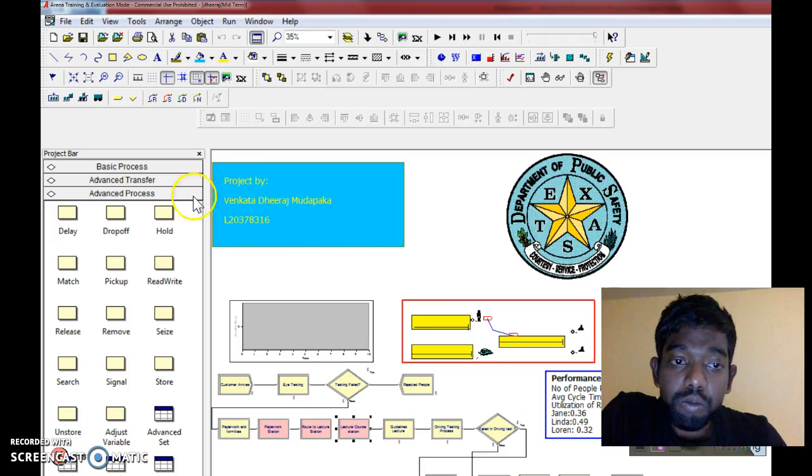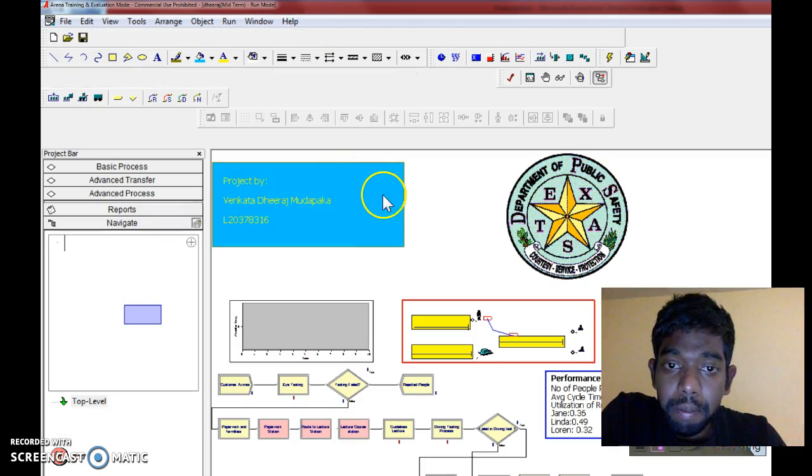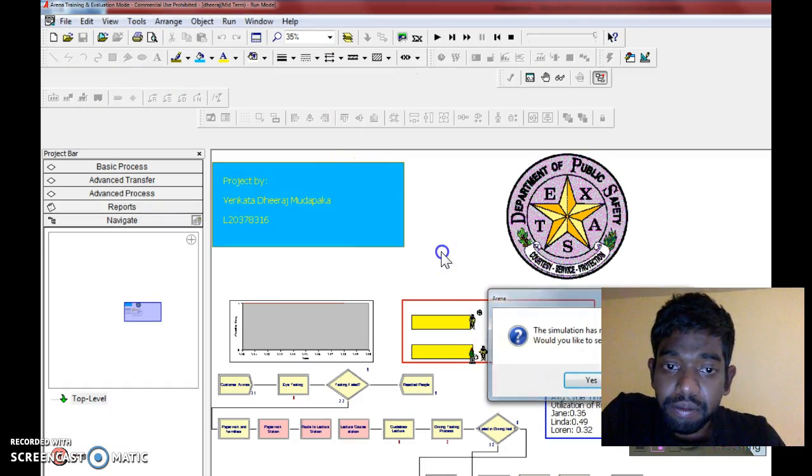And in this model, I have used my graph to describe. The graph is plotted between time and the number busy. When the model is simulated, I have got a maximum of 28 applicants who have passed the test.